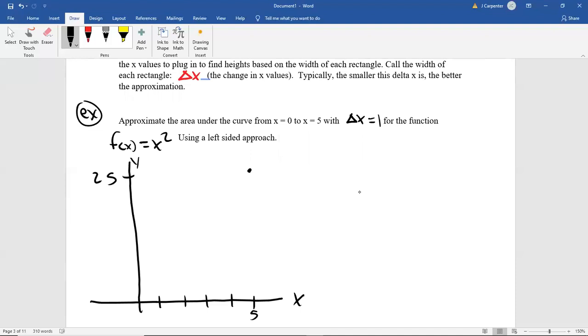So then we know that f of 4 squared is 16, 1 squared is 1, 2 squared is 4, 3 squared is 9. So, trying to think how I want to do this. This is probably about 16. Then we'll have this at about 9. Then about 4, and a height of 1.